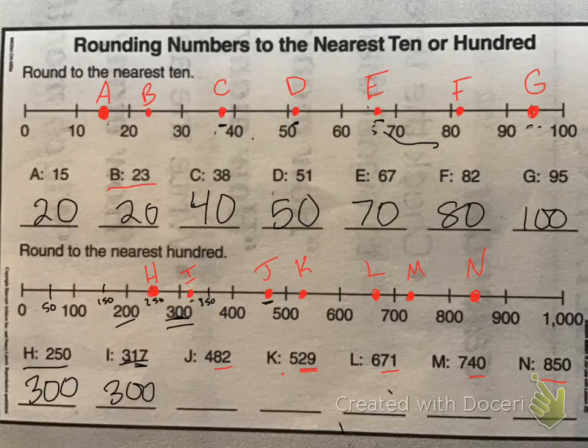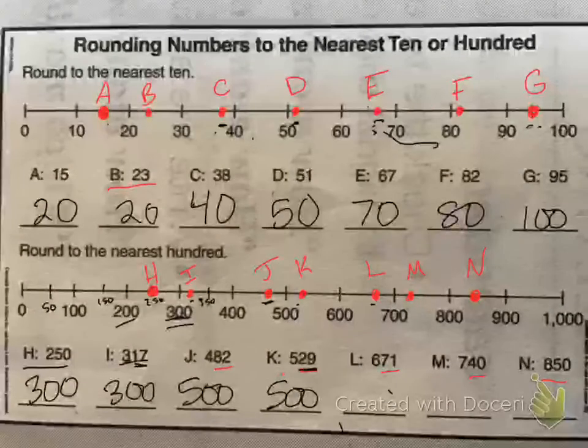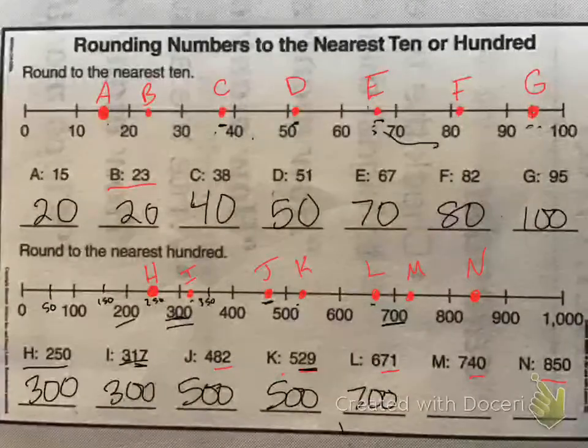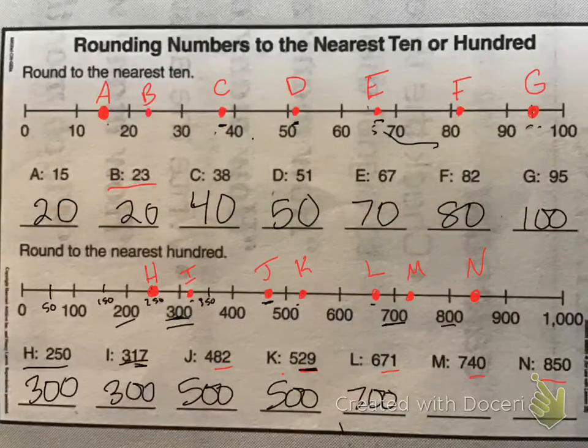482, you can see here, is closer to 500, so we'd round that up to 500. 529 is closer to 500, so we'd round it down to 500. 671 is closer to 700, so we'd round this up to 700. 740 is actually closer to 700, so we'd round that down to 700. And then 850 is right in the middle again, and so we know we round that up to 900.